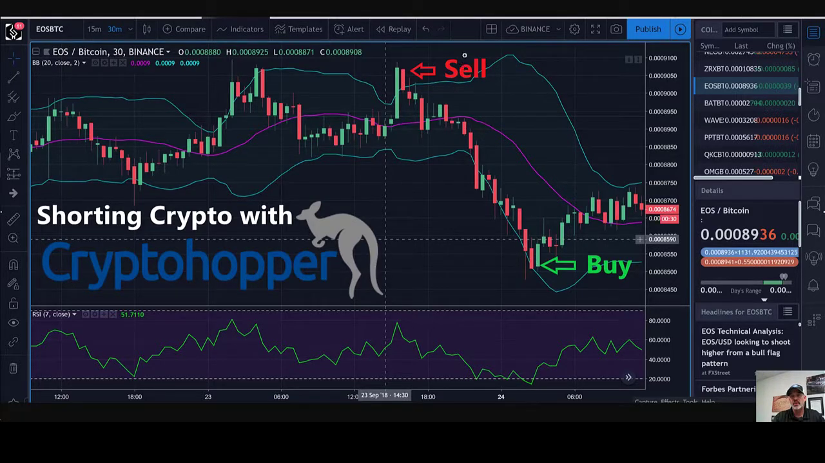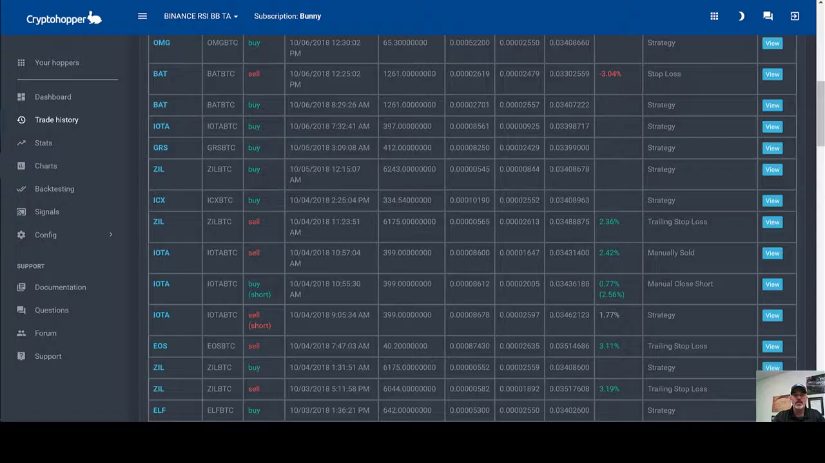If you put your buy order on once it has increased, then you would have sold at a lower price than you bought in at. So you would actually realize a loss. So let's jump over to our actual hopper. We aren't going to just talk about it. We'll show you how we actually execute some of these trades.